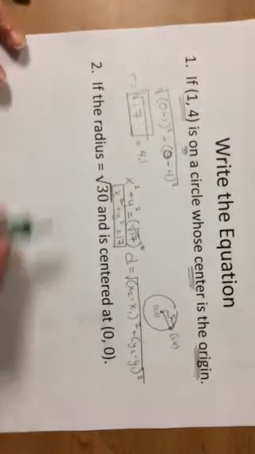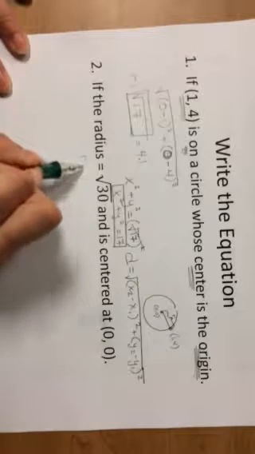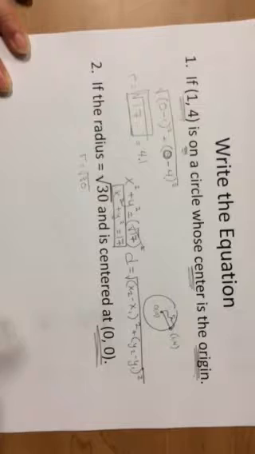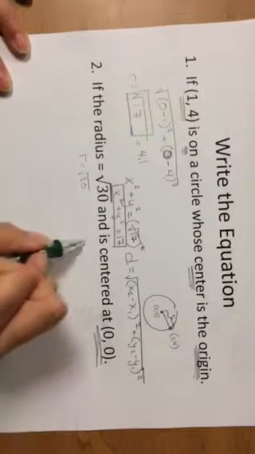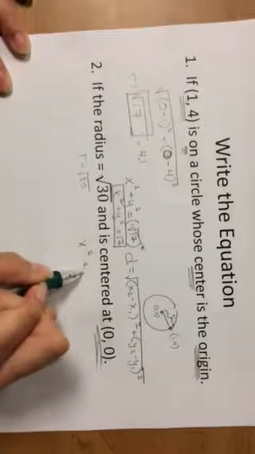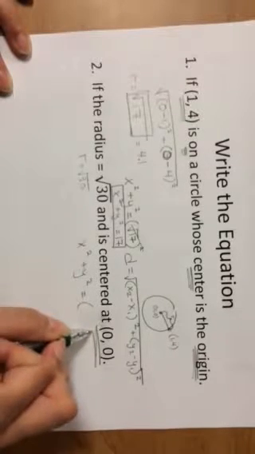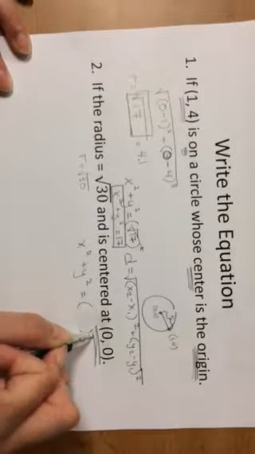Okay. All right, we're going to use a similar thing for the next one. This one's a little easier. Here they're telling me the radius is the square root of 30, and they're telling me it's centered at 0, 0. So again, since it's centered at 0, 0, I know I'm using the more basic equation, which starts off like that. And all I have to do is figure out what my radius is and then square it.